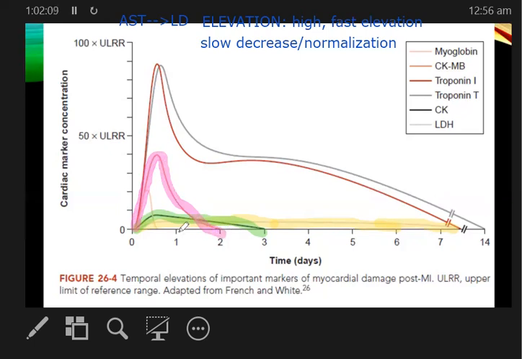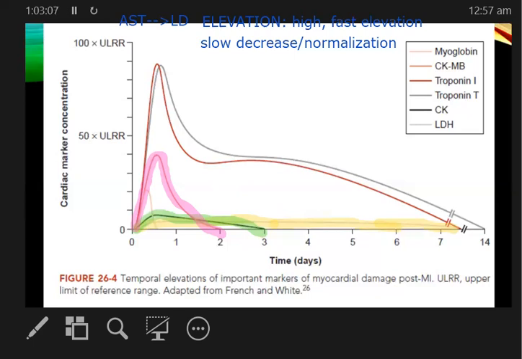Is CKMB better than LDH and CK? Yes, because it increases more rapidly and higher as compared to your CK and your LDH. So among the three, the most preferred one is your CKMB. Specifically, CKMB is the specific isoenzyme in cardiac tissue out of all the isoenzymes of creatine kinase. It increases in 4 to 6 hours, peaks in 12 to 24 hours, and returns in 2 to 3 days.